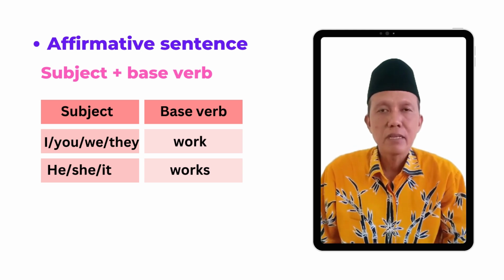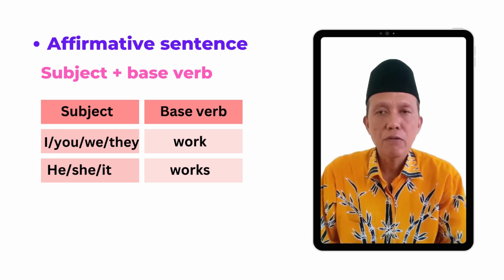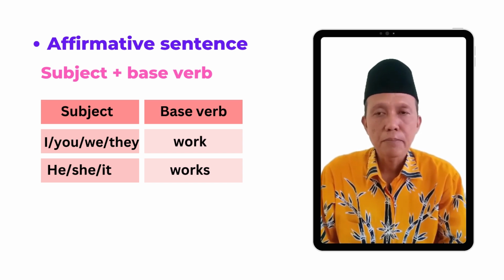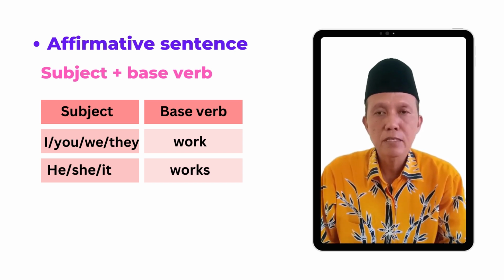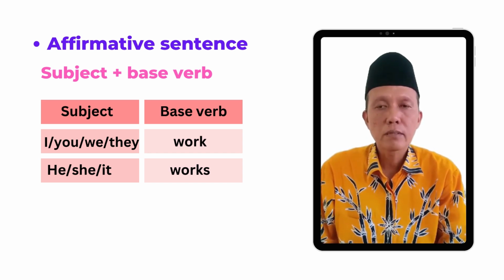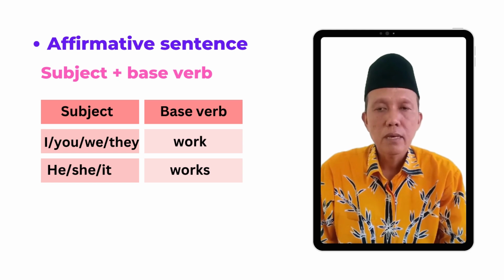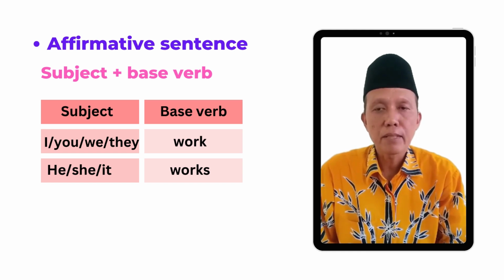Now let's discuss about the structure of affirmative sentence. The structure of affirmative sentence is that subject plus base verb, or subject followed by base verb. I work, you work, we work, they work. He works, she works, it works. Let's look at the examples.